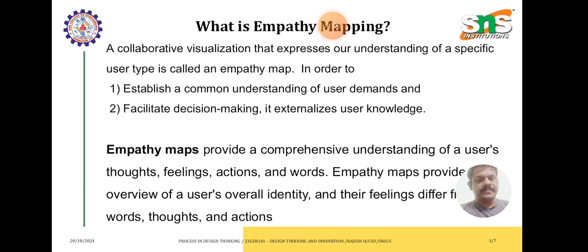So, what is empathy mapping? A collaborative visualization expressing our understanding of a specific user type is called an empathy map. In order to achieve that, we need to establish a common understanding of user demands, and also to facilitate the decision making process, it externalizes the user knowledge. The empathy map should provide a comprehensive understanding of a user's thoughts, feelings, actions, and words. Empathy maps provide an overview of a user's overall identity and how their feelings differ from their words, thoughts, and actions.